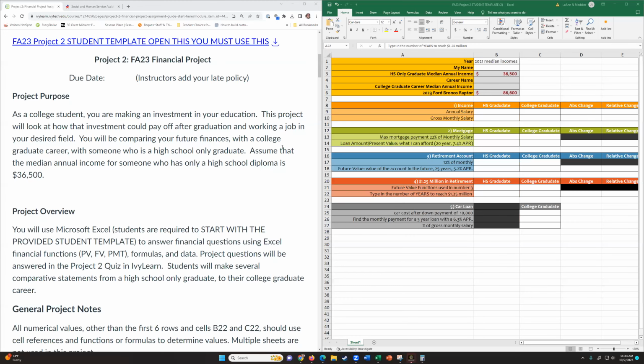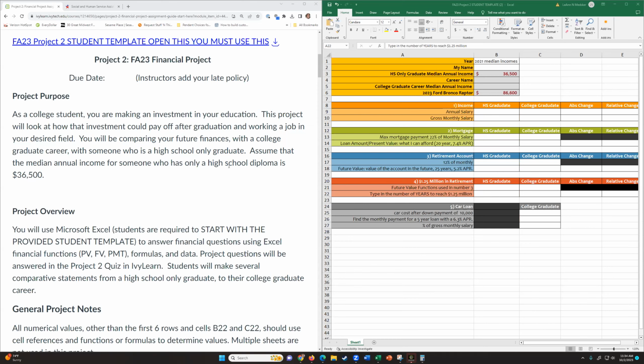All right, everyone. So I am redoing my video for Project 2. For some reason, it did not work out correctly. The file was not right. So this is just to walk you through a general guideline of what to do for the project in terms of setting up your template correctly.